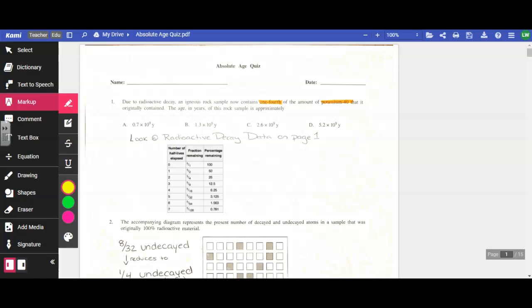So for the first question, it asks, due to radioactive decay, an igneous rock sample now contains 1/4 of the amount of potassium-40 that it originally contained. The age in years of this rock sample is approximately what?